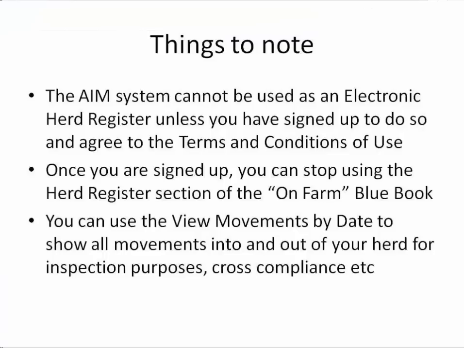Things to note. The AIM system cannot be used as an electronic herd register unless you have signed up to do so and agree to the terms and conditions of use. Once you are signed up, you can stop using the herd register section of the on-farm blue book. You can use the view movement details by date to show all movements into and out of your herd for inspection purposes and cross compliance, etc.